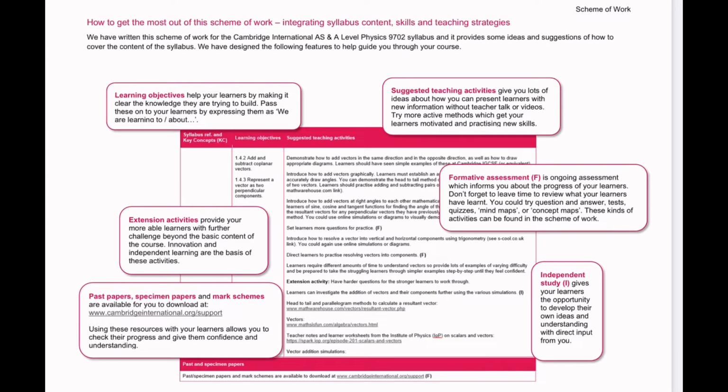Today we're going to be going through the scheme of work for Cambridge International AS and A-Level Physics 9702. What we will be basically discussing is, for example, we have physics, right? We'll be discussing the key concepts, which are the main topics, and then the subtopics, which we'll be learning through learning objectives.